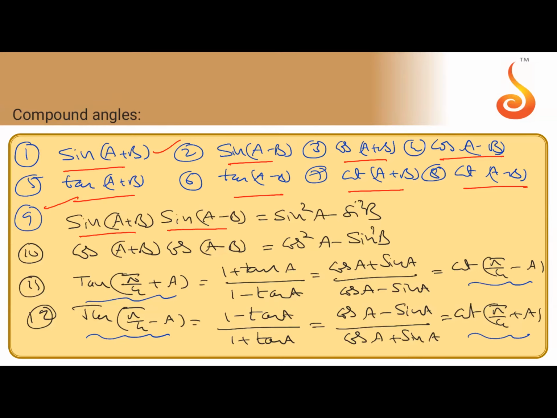sin(A+B) into sin(A-B) is sin square A minus sin square B. Those are required. sin(A+B) into sin(A-B) is sin square A minus sin square B, and cos(A+B) into cos(A-B) is cos square A minus sin square B. Or one more form is also there: cos square B minus sin square A.